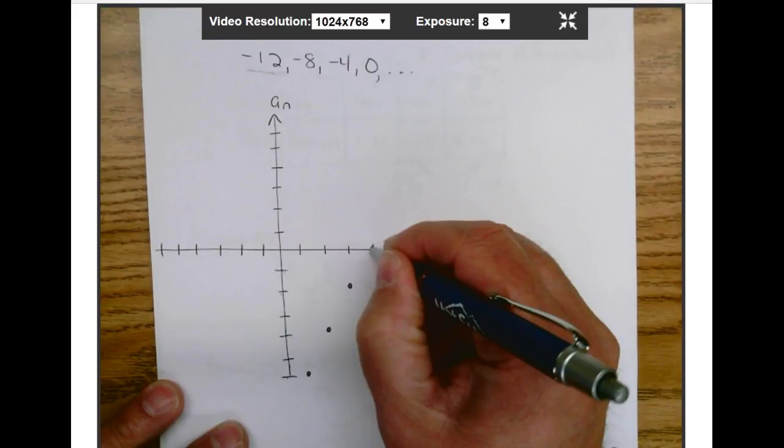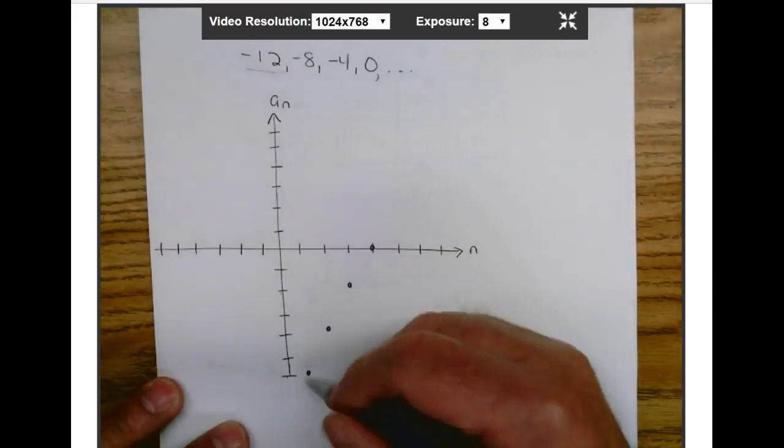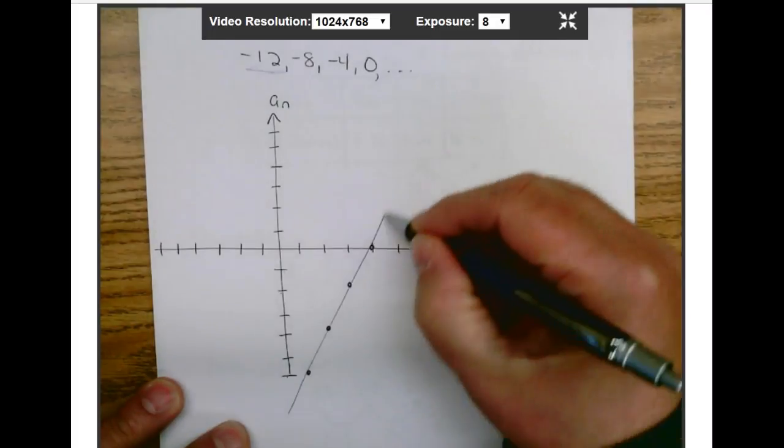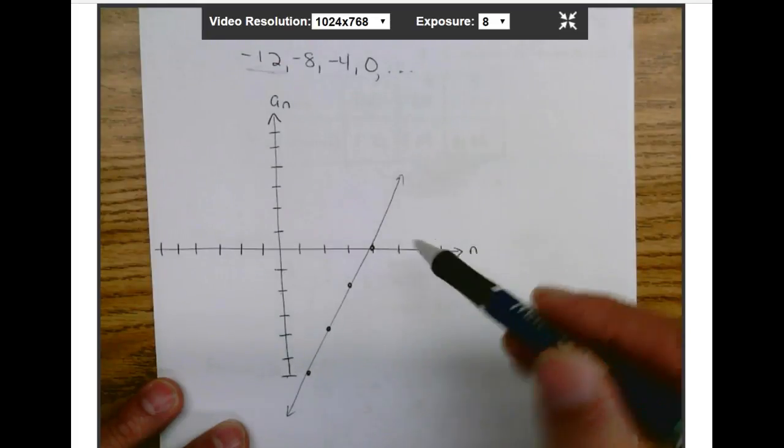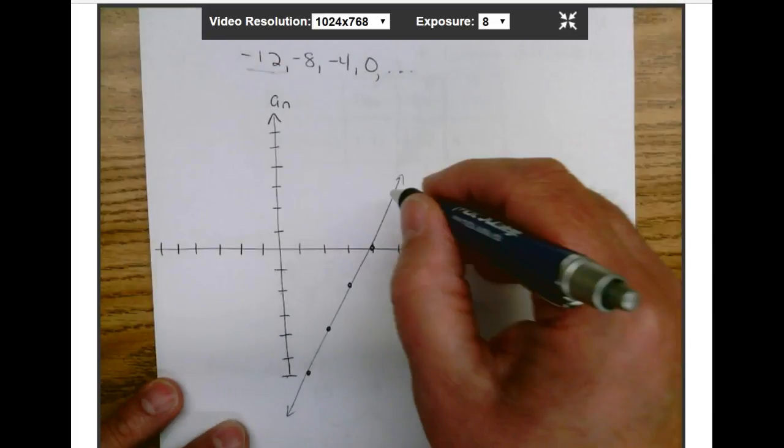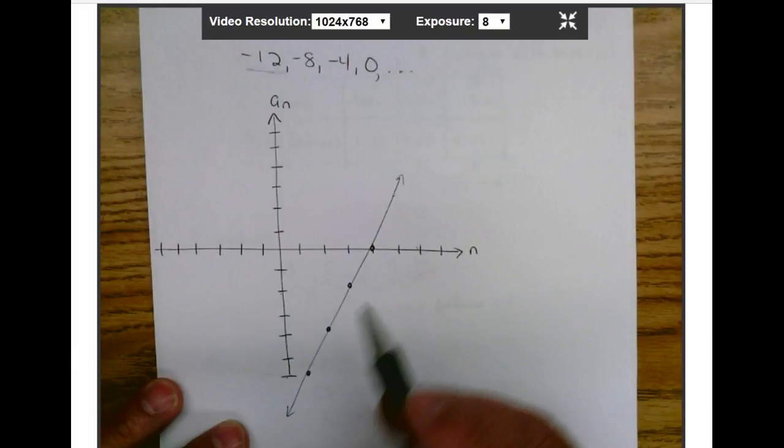And then we could just draw a line through this, and I don't have a ruler in front of me, but I could do that. And then I could just follow this line. I could draw this line along, and I could see, based on where the nth is, if I had a big enough coordinate plane, I could figure out what each number is just by reading the graph. And that's an example of that.